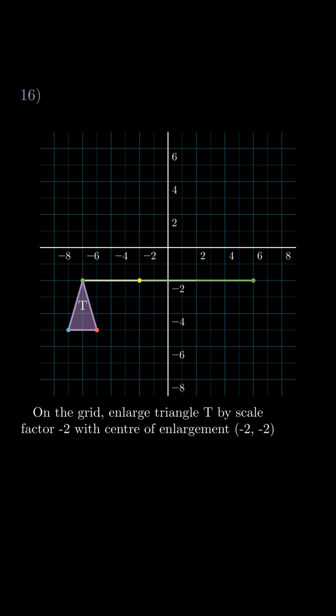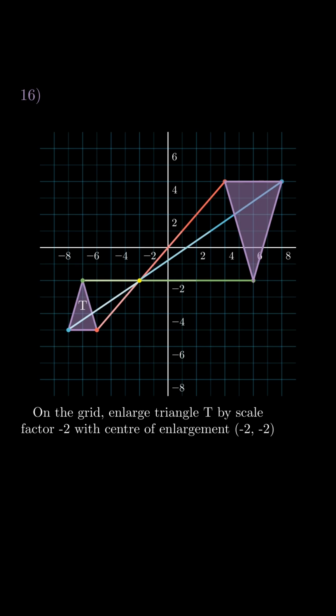The red vertex moves 3 units to the right and 3 units up to the center of enlargement. So to reach the enlarged shape, it will move twice that as well. Lastly, the blue vertex moves 5 units to the right and 3 units up to reach the center of enlargement. So to reach the enlarged shape, it will move twice that as well. Now we connect the dots and the vertices, and we have our enlarged shape with a scale factor of -2.